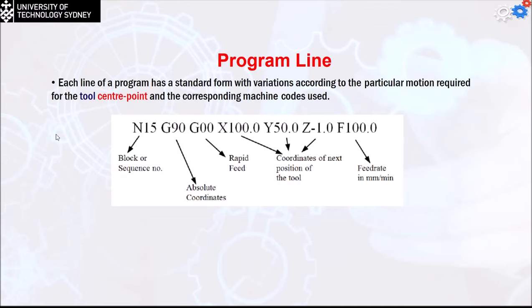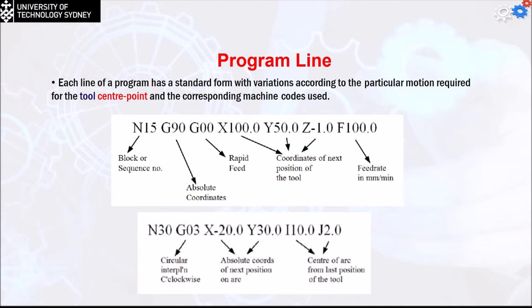The G90 means we are going to use the absolute coordinates. G00 will be the rapid feed for the movement to the next location. And the X, Y, and Z are going to define what will be the location of the next position of the tool. F100 is the feed rate in millimeter per minute.